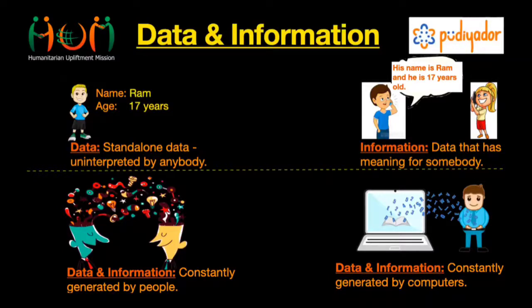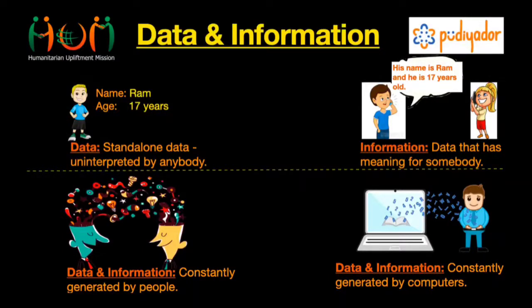Let's say we have this boy on the left. His name is Ram, and his age is 17 years. And that is data. The idea that his name is Ram and that his age is 17 years, that is data. It is standalone data. Nobody is interpreting that data. Nobody is trying to understand it. It is just Ram and 17 years.